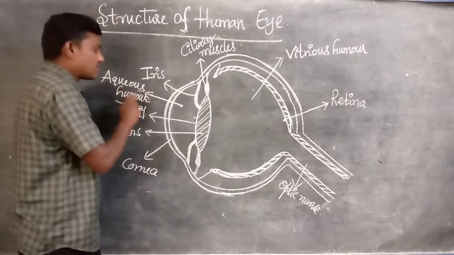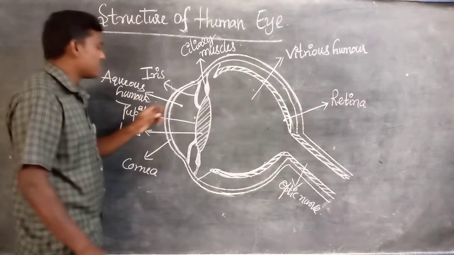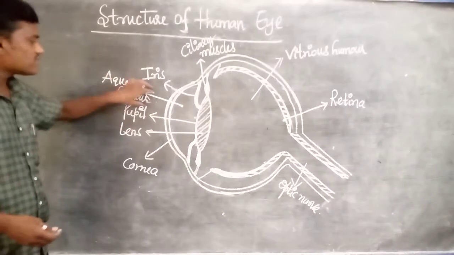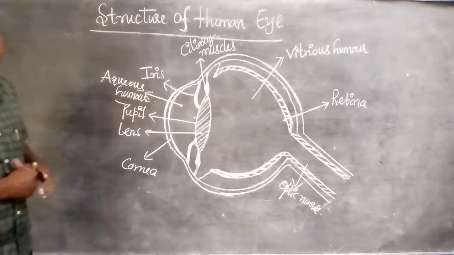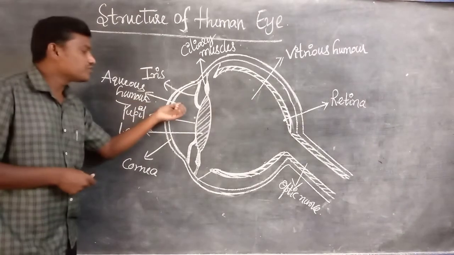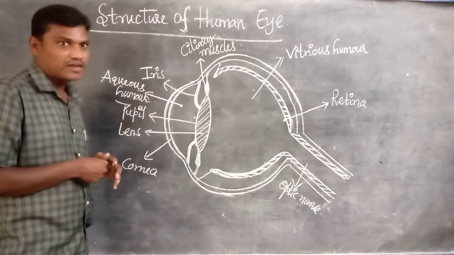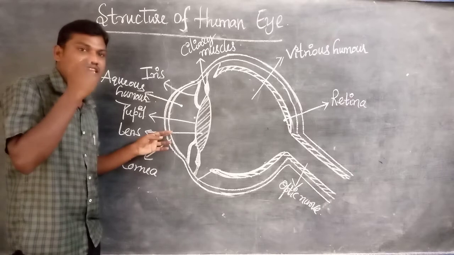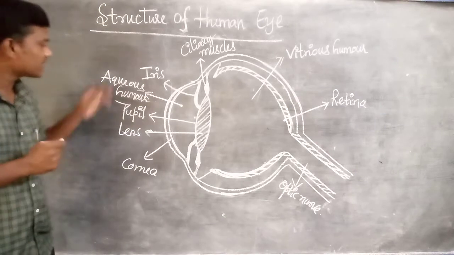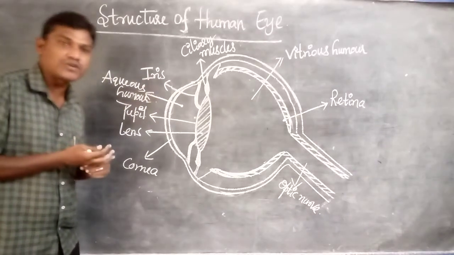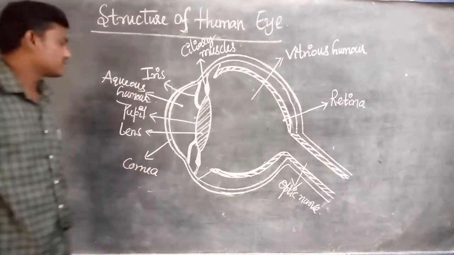Next one is aqueous humor. Aqueous humor is a liquid. It is present between the lens and the cornea. What is the use of the aqueous humor? It always keeps the eye wet without drying. Due to that reason, if any dust falls onto our eye, without any scratches or damage to the eye, this aqueous humor helps us. That's why aqueous humor plays an important role. What is that role? It always keeps our eye in wet mode without drying.